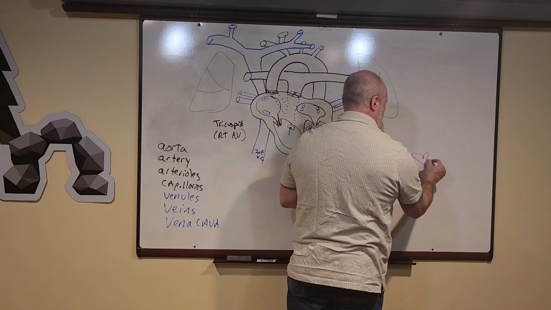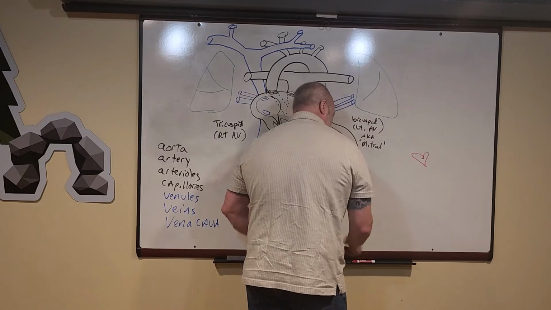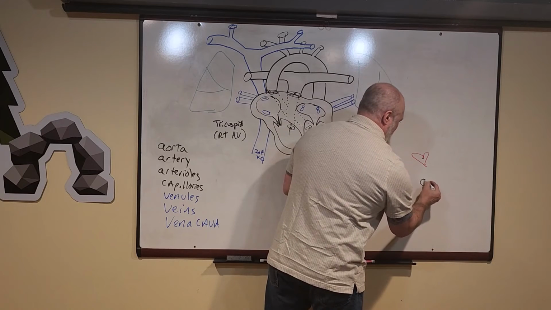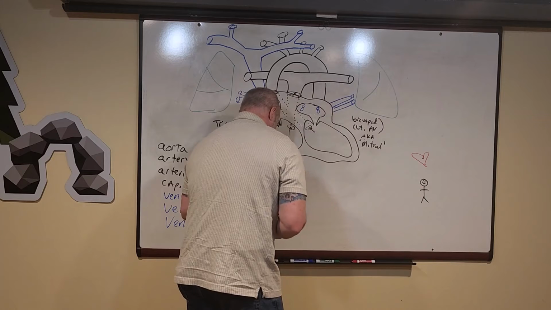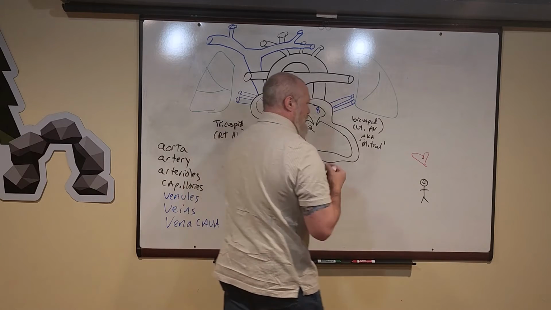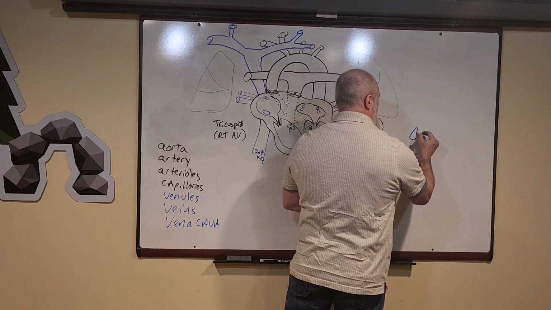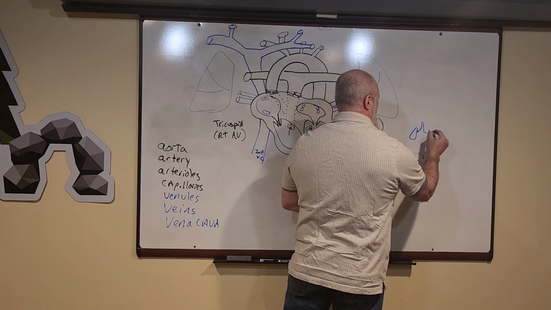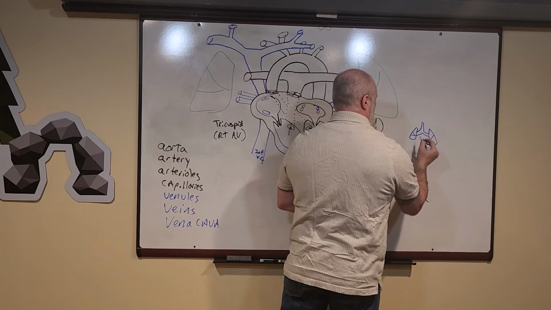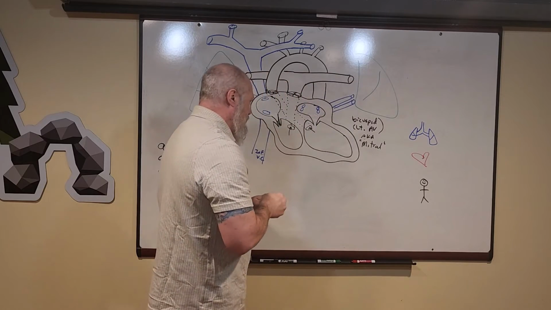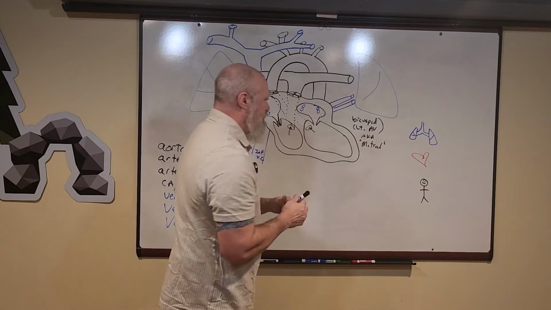All right, so what we have is a basic diagram. Here's your heart in the middle, right? And then we're going to draw the body, which is just going to represent systemic circulation. And up here, the lungs, right?